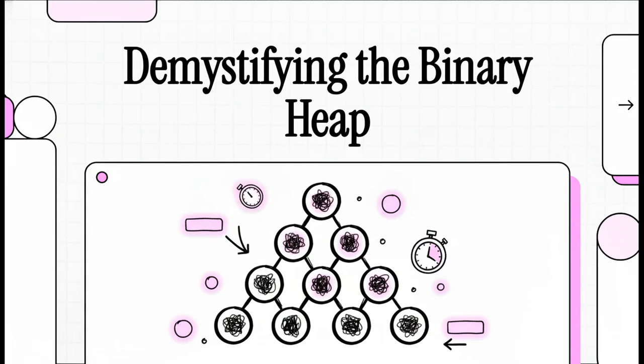All right, today we're going to pull back the curtain on one of the coolest data structures out there, the binary heap. Seriously, if you've ever wondered how to build a super fast system for managing priorities, like what task a CPU should do next or who's at the top of a gaming leaderboard, then you are in for a treat. Let's get right into it.